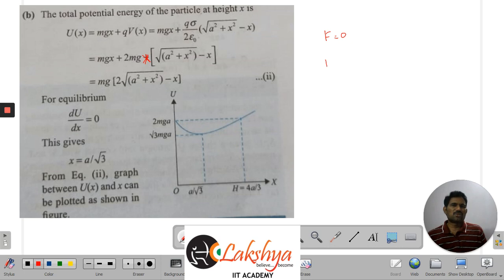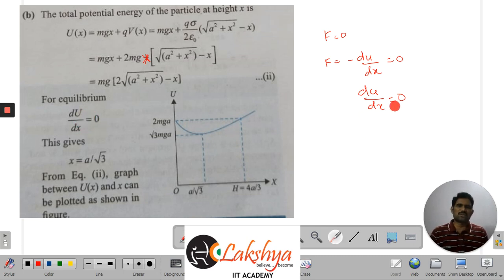And we know the relation between f and u. So f is equal to minus du by dx, so this value is equal to 0. And so you can write this as du by dx is equal to 0. That is nothing but the condition we are using here: du by dx is equal to 0, we are using directly at equilibrium.